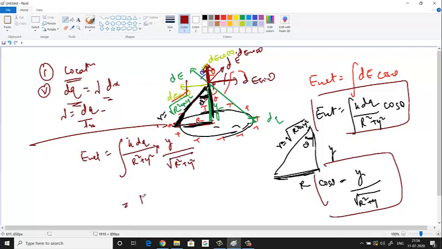Okay, so let me write that. K dq divided by this into this will be what? R square plus y square whole power 3 by 2. This is whole power 1, this is whole power 1 by 2, so that's why 3 by 2. And this y as it is you have to put here.